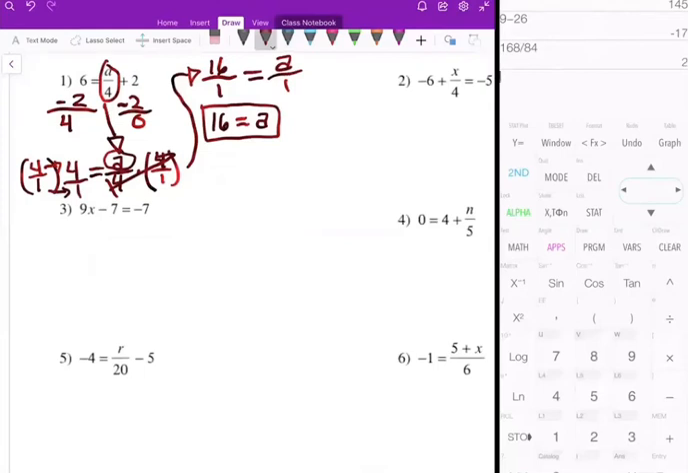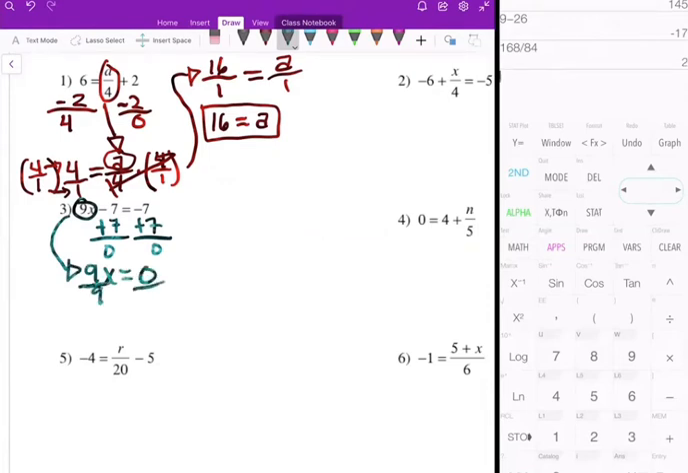It's multiplication now. So the opposite of multiplication is division. But again, I have to isolate my variable. That means get x by itself, get the variable, get the letter by itself. So I'm going to add 7 to both sides. 7 minus 7 is 0. 7 minus 7 is 0. We bring down our number and letter. 9x is equal to 0.